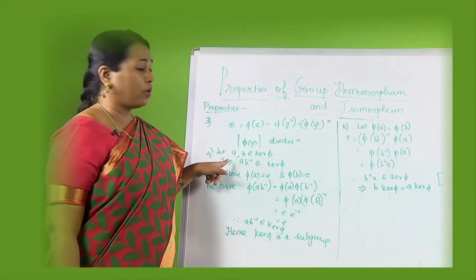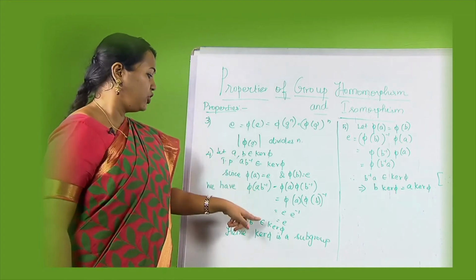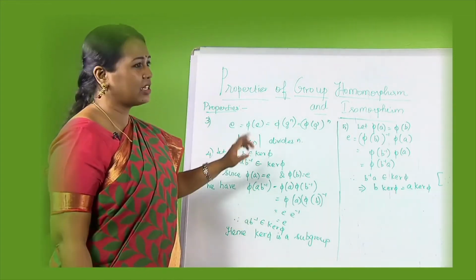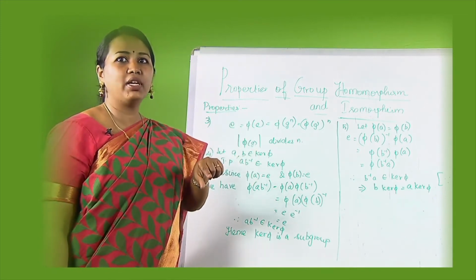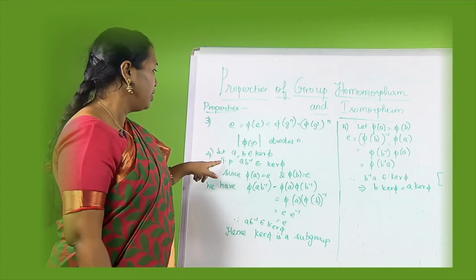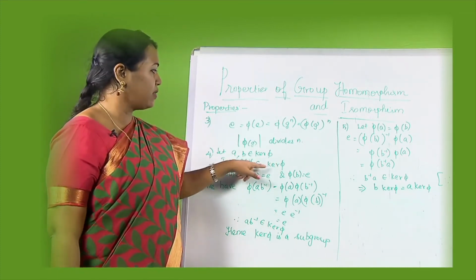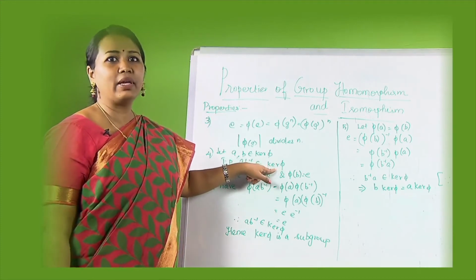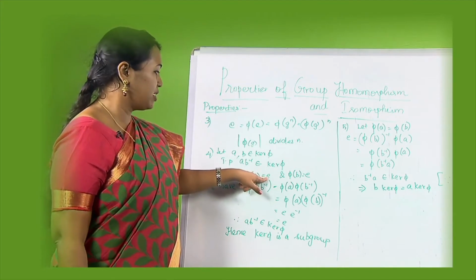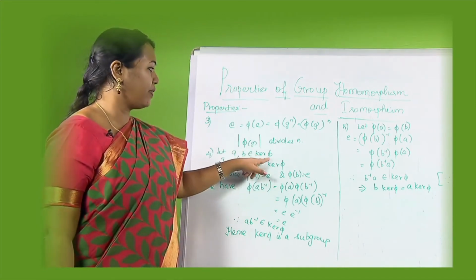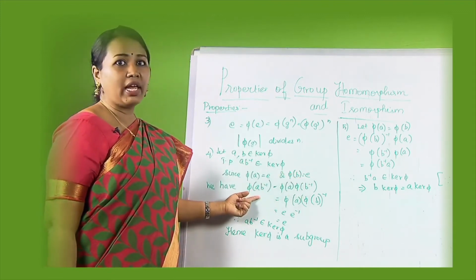Now, let us see the fourth property. We have to prove that kernel phi is a subgroup of G. Let a, b belong to kernel phi. We know that kernel phi consists of the set of elements which are mapped onto the identity element of G bar. Now, we have to prove that ab inverse belongs to kernel phi. We know that if we prove that, then kernel phi becomes a subgroup of G. Now, phi of a is equal to e. Why is this possible? Because a and b belong to kernel phi, and therefore phi of b also is equal to e. Now, we need to calculate phi of ab inverse.